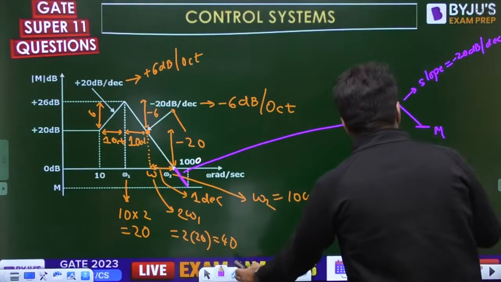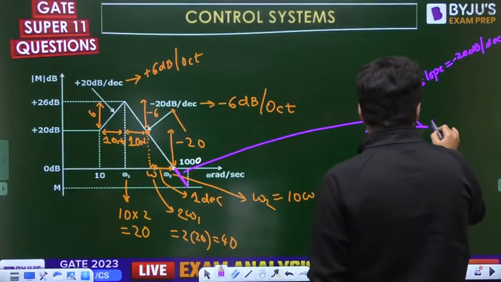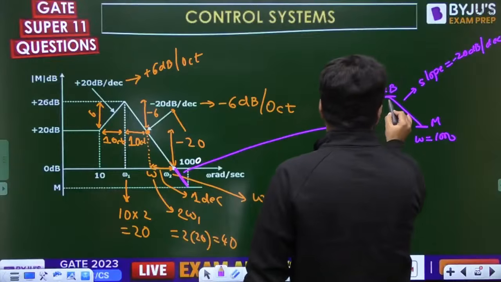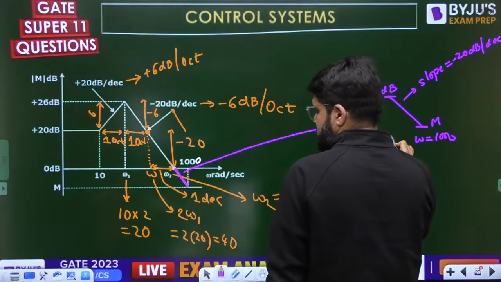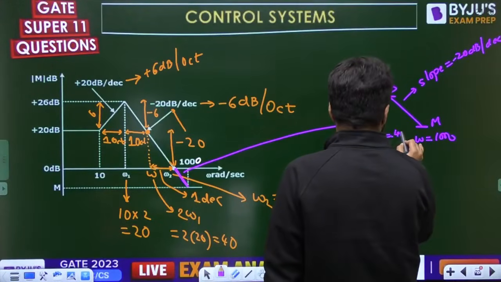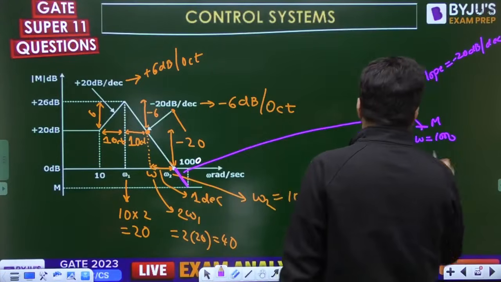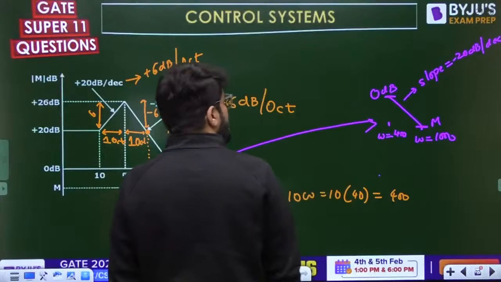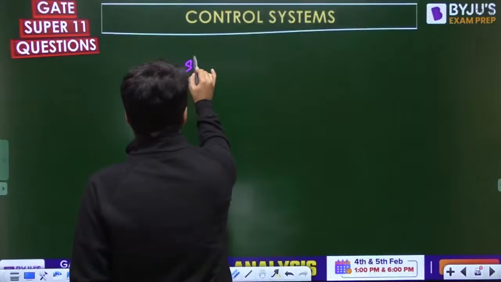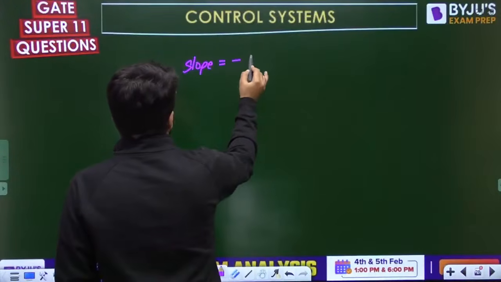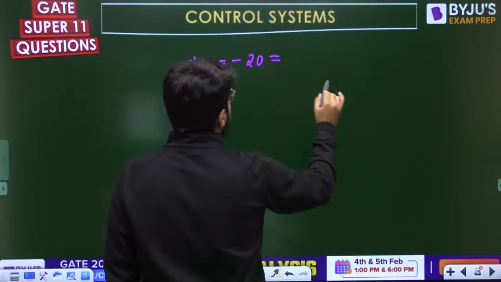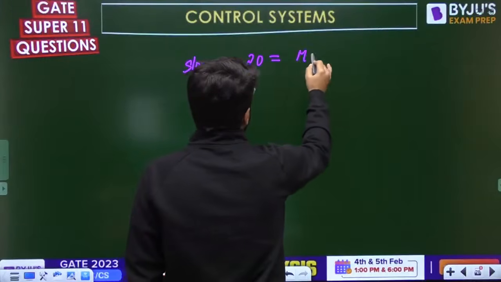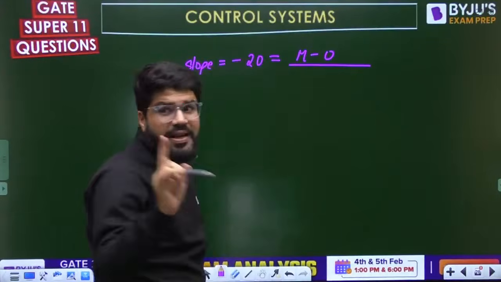Here the magnitude is m. Here the omega is 1000 and here the omega is omega 2, which came out as 400. These are the points known to me, so let's use them. Look, slope equal to -20 is given by y2 minus y1, m minus 0, divided by x2 minus x1.